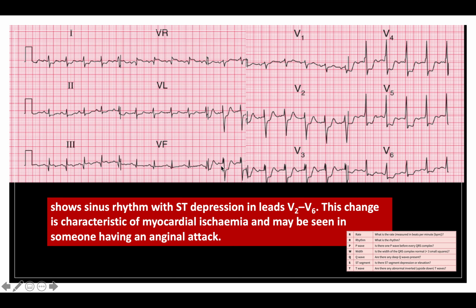The ST segment. The ST segment is always best to look for in the precordial leads. Here you can always clearly see in V1, remember V1 and V2 look at the right ventricle, whereas V5 and V6 look at the left ventricle.